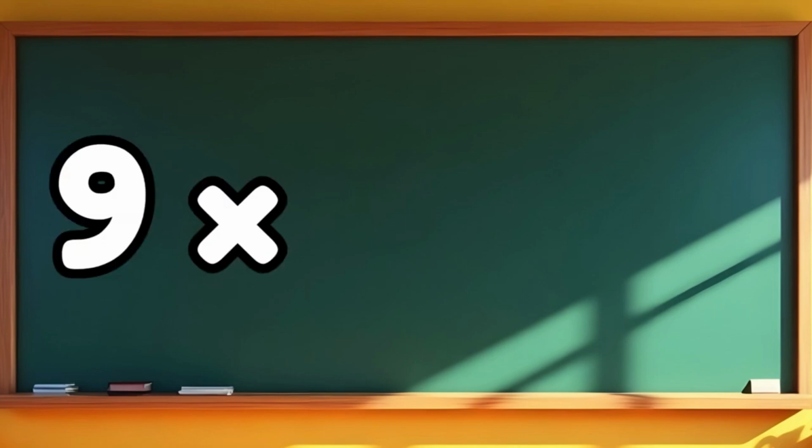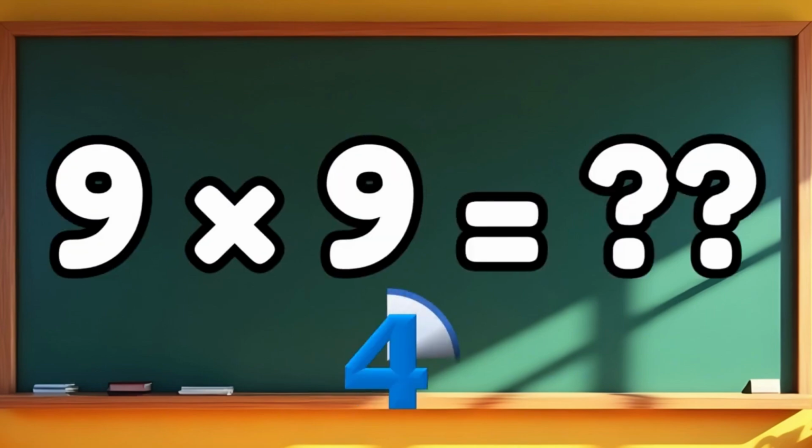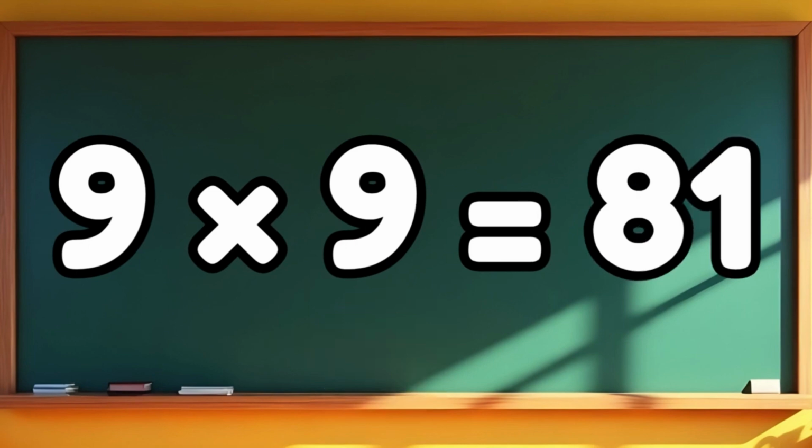Let's repeat it one more time. 9 times 9 equals... 81! Great job, friends! Now we are going to review the multiplication table of the number 9 from 1 to 9.